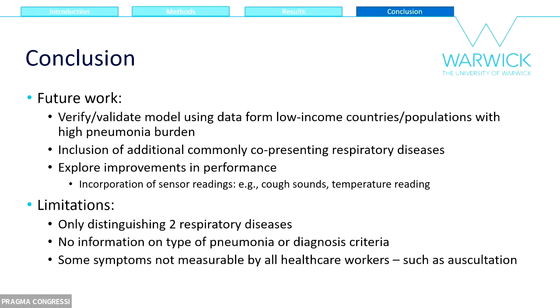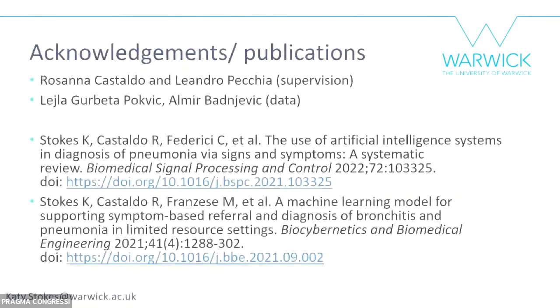So the limitations: we only had 2 respiratory diseases, and there was no information on the type of pneumonia collected, and it's very rare for this to be collected, so it would be difficult to develop a model that could detect these 3 because the data is not currently available.